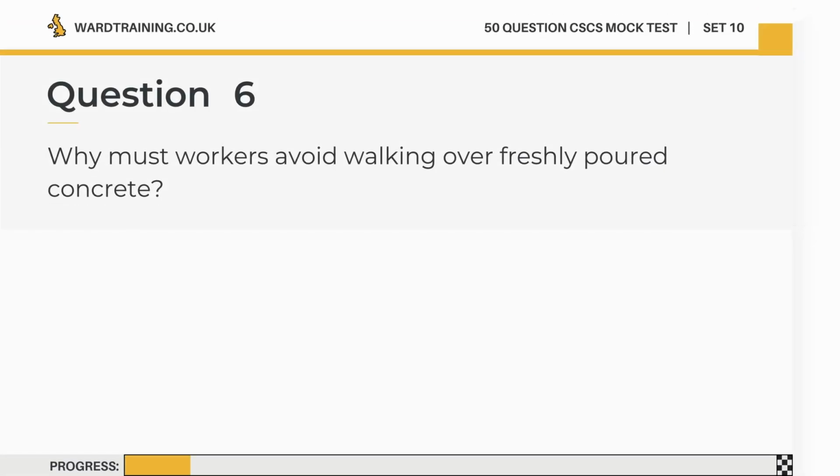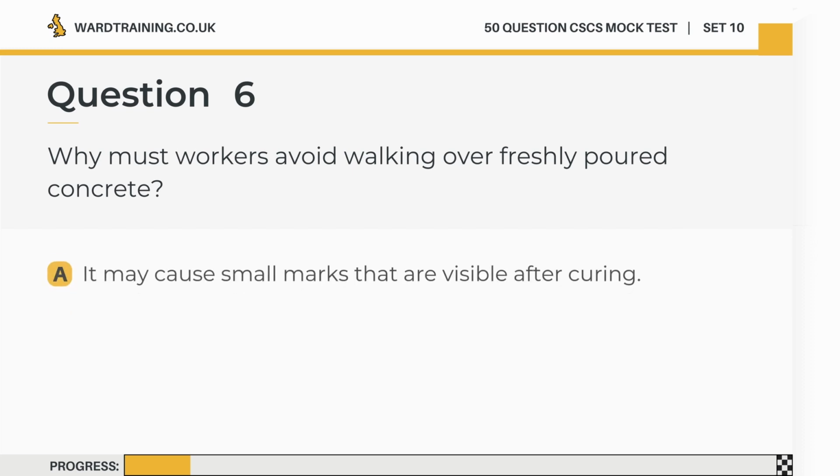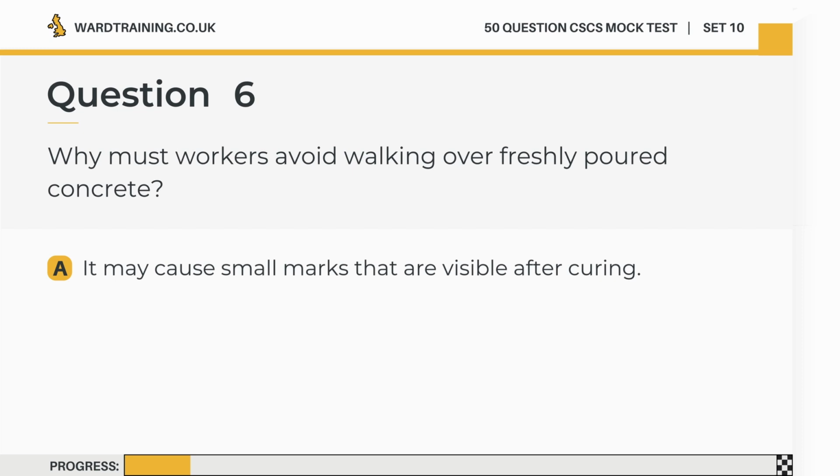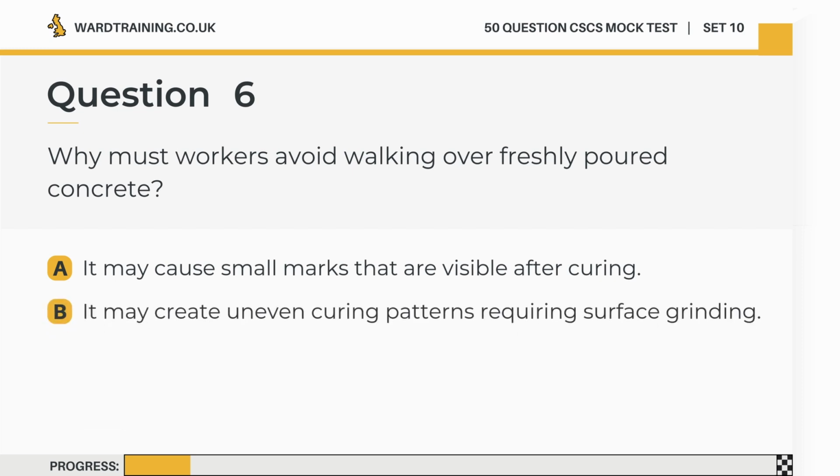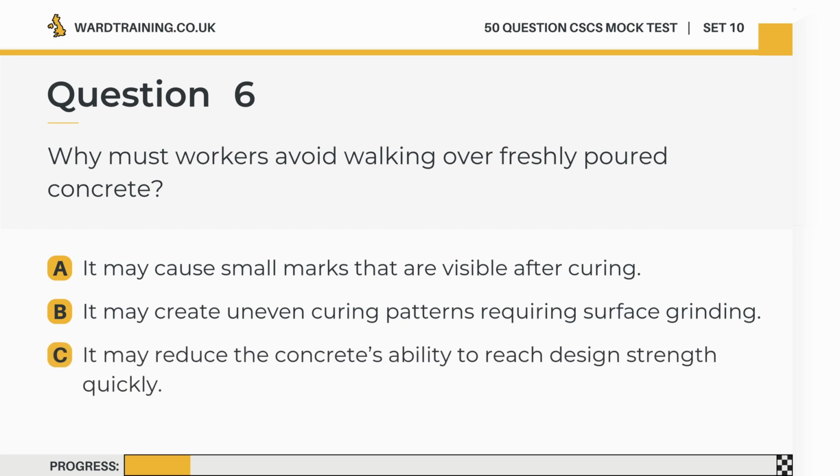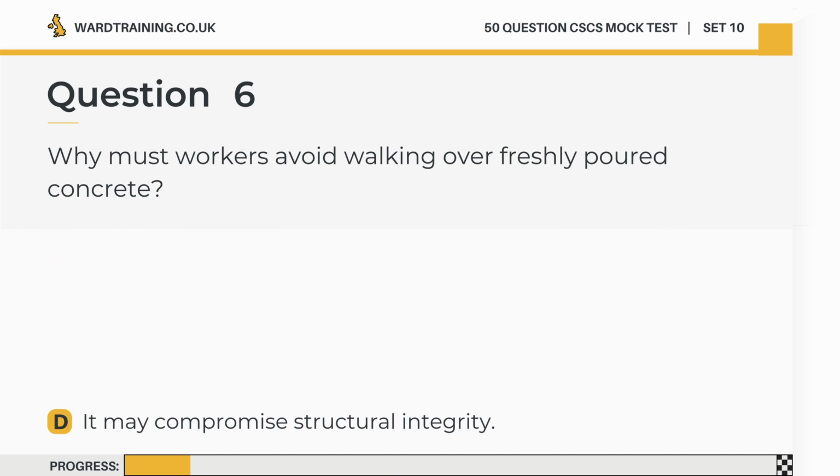Question 6. Why must workers avoid walking over freshly poured concrete? A. It may cause small marks that are visible after curing. B. It may create uneven curing patterns requiring surface grinding. C. It may reduce the concrete's ability to reach design strength quickly. D. It may compromise structural integrity. The correct answer is D. It may compromise structural integrity.